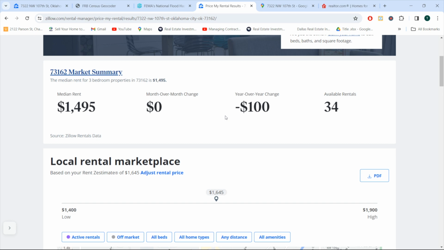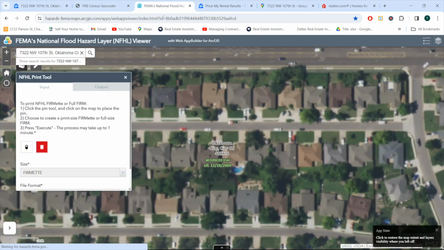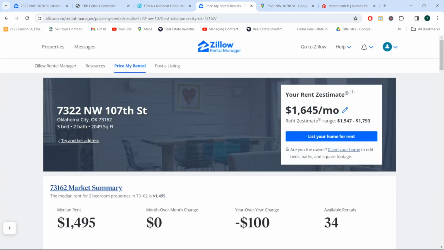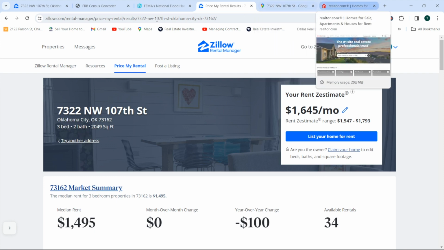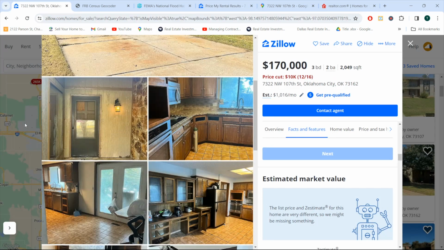So the next thing we want to do is pull some comps now. All right, we know that the household median income is $93,000, right? We know that it's not in the flood zone. We know that it most likely would rent for $1,600 to $1,700 a month. And so the next step here is to find out, okay, what comps am I taking for this house?